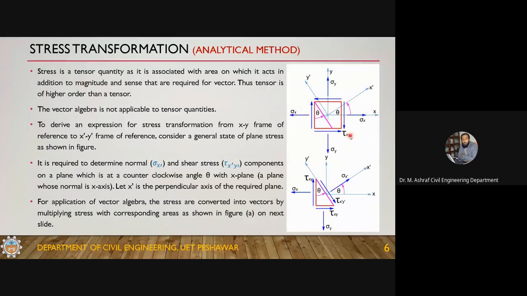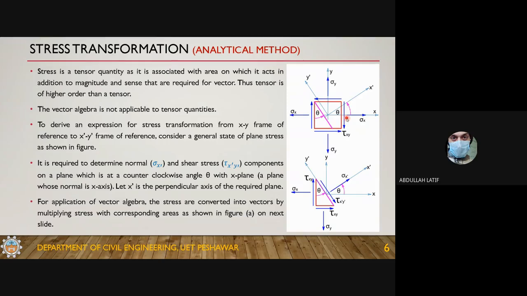Like if you have tau x, y, so x is the area on which it is acting and y is the direction of this stress. This association with the area is another requirement. You cannot represent it with a single subscript. So you will have to specify in which direction, on which area the stress is acting. This area requirement is over and above the vector requirement. That's why this is of higher order, and we say that this is a tensor quantity.